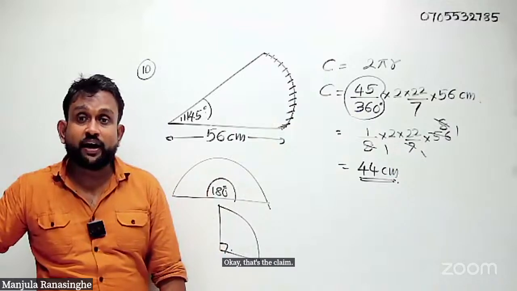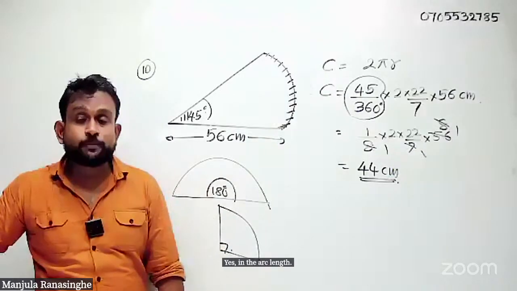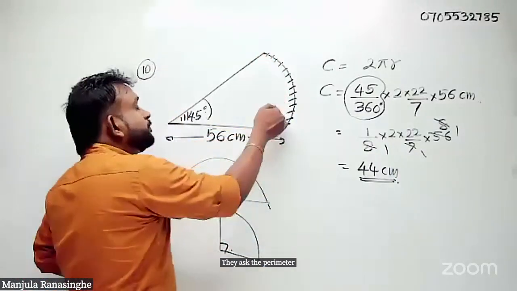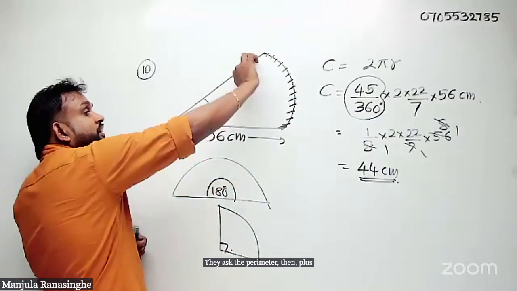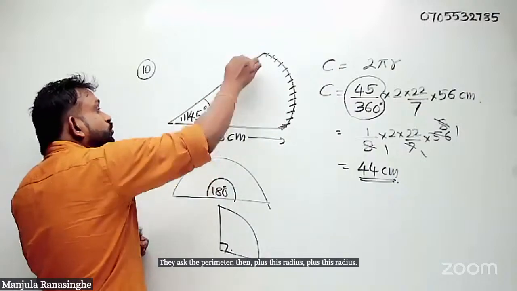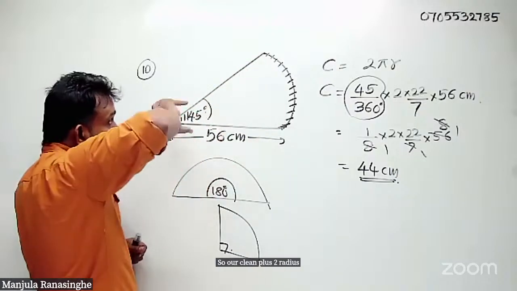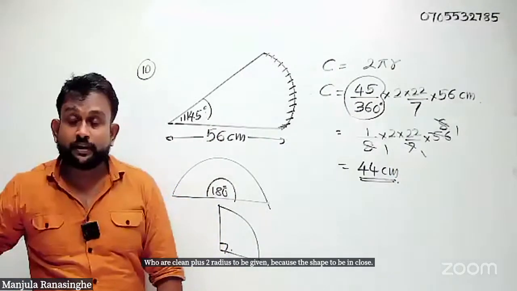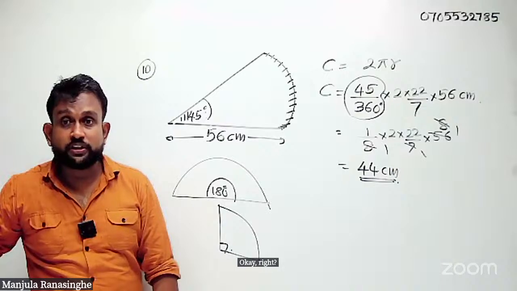They asked for the arc length. If they ask for the perimeter, then it is arc length plus this radius plus this radius. So arc length plus 2 radius to be given, because the shape is to be enclosed. Right, so now we move to question number 11.